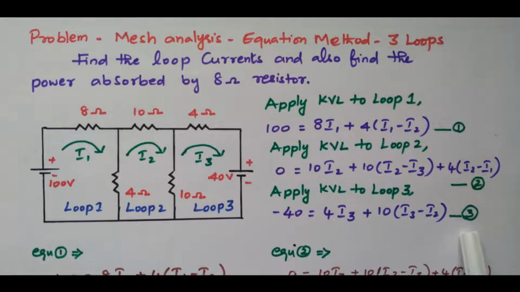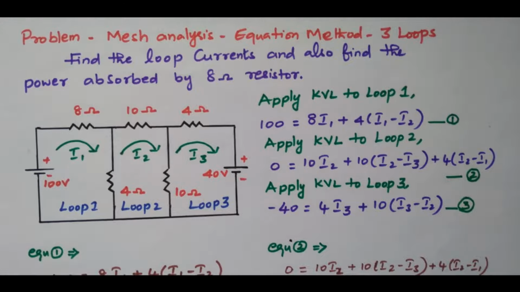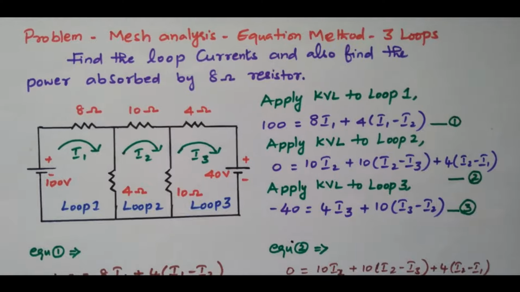So we framed equation 3. The third equation is also framed. Right? By using KVL for loop 1, loop 2 and loop 3, we framed the 3 equations. By solving these 3 equations, we are able to find the values of I1, I2 and I3. Before solving, we will simplify these equations, equations 1, 2 and 3. After simplifying, we will go for the solution. Now we will consider the first equation.